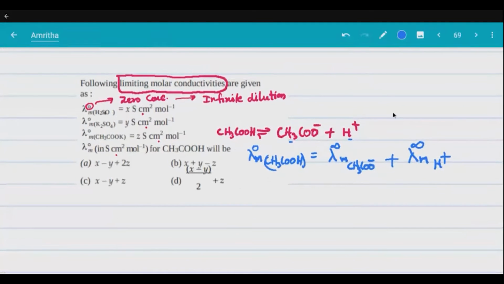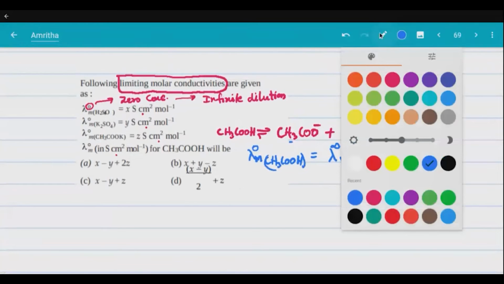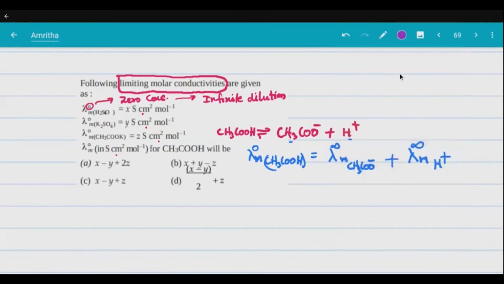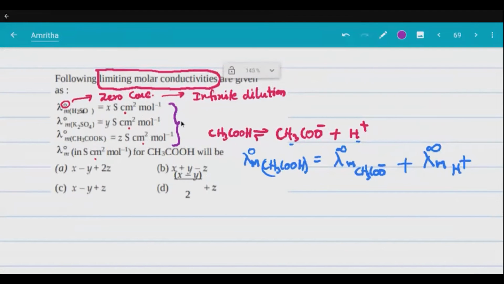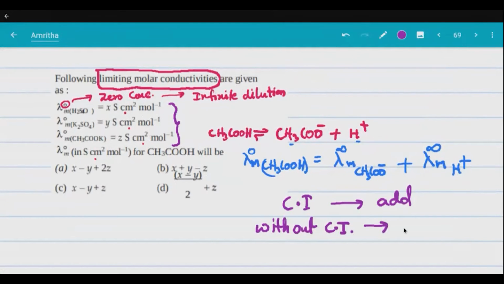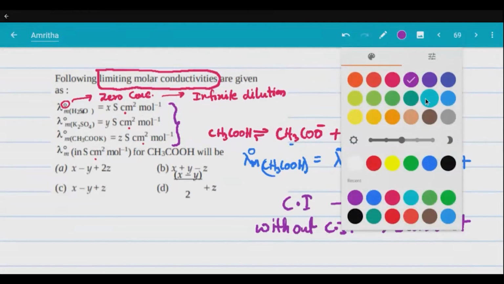So there is a simple trick. Wherever common ions are there, you add that particular electrolyte. To calculate the molar conductance of acetic acid, we have three electrolytes. So what you have to do? Common ions, add. Without common ion, you subtract. Very simple way; you can use this trick. Common ions are there, you add. Without common ion, you subtract.